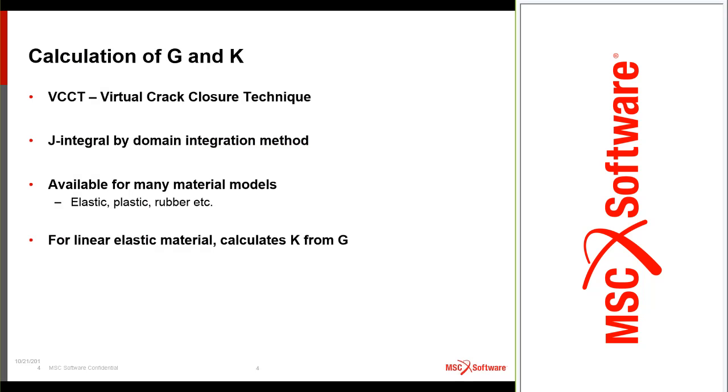So if we start with the calculation of the basic fracture parameters, G and K, we have two methods for doing that. We have the VCCT method, virtual crack closure technique. And we can also do a traditional J integral calculation with a domain integration. These methods are available for most of the relevant material models, elasticity, plasticity, rubber models, etc. All types of elements, solid, 2D, 3D, shells for VCCT, 3D solids, I mentioned.